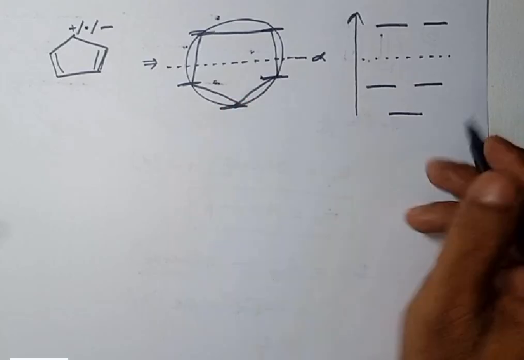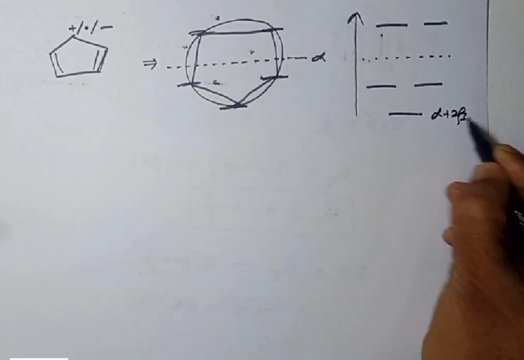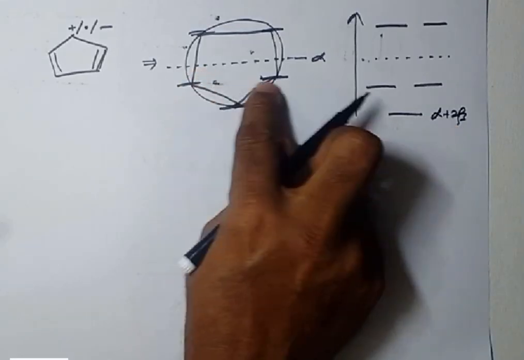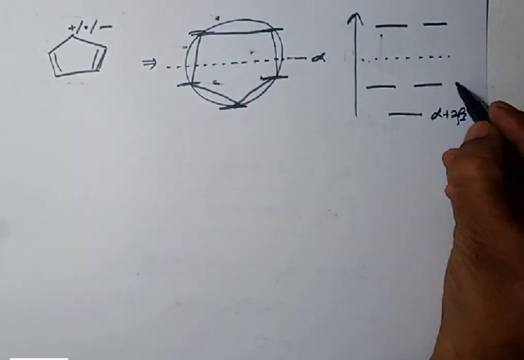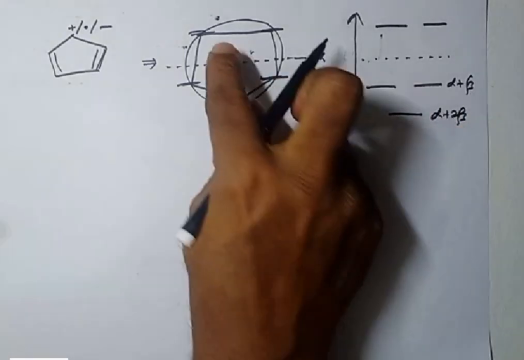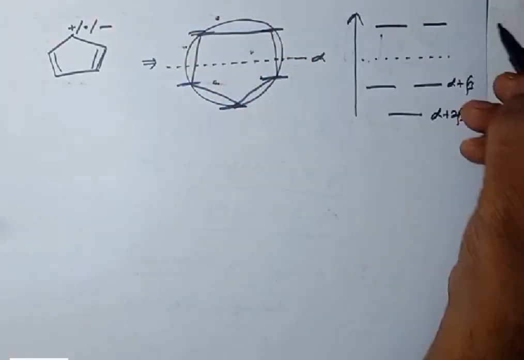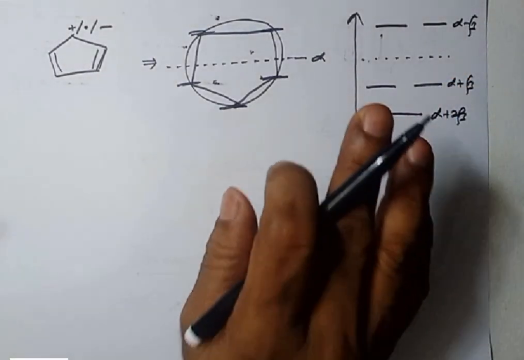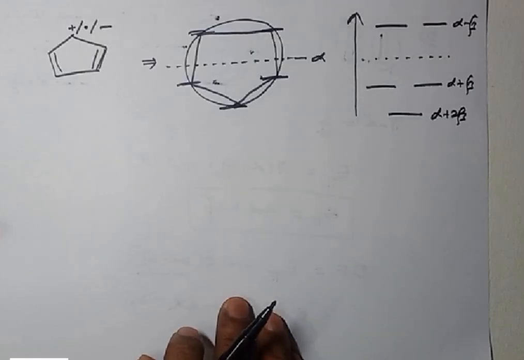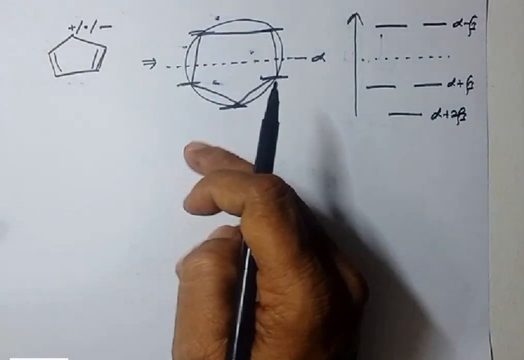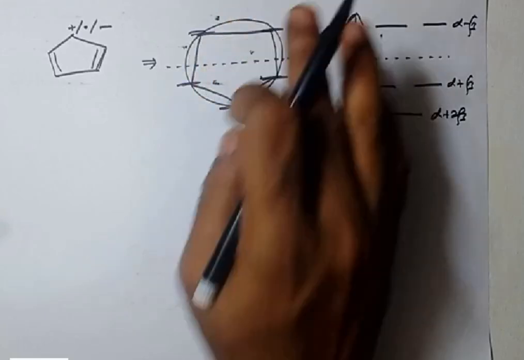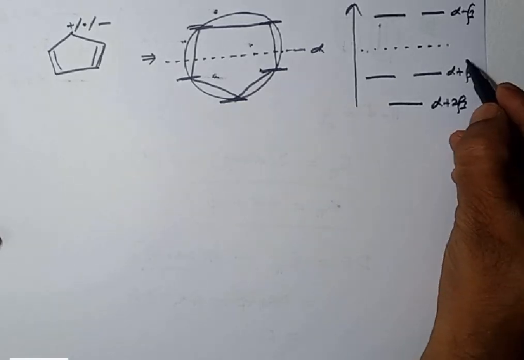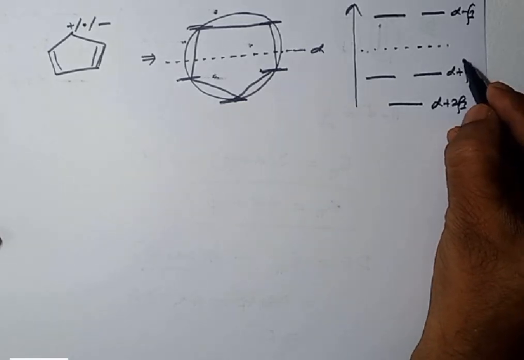And the energy of the bottommost, you know very well, is always alpha plus 2 beta. And listen, these 2 molecular orbitals are below alpha, so their energy is alpha plus beta. These 2 are above alpha, they are alpha minus beta. But listen carefully, they are not actually equal. Here I have 3, here I have 2, they are not equal. So you will never get beta, you will get some number which is 1.618 beta.